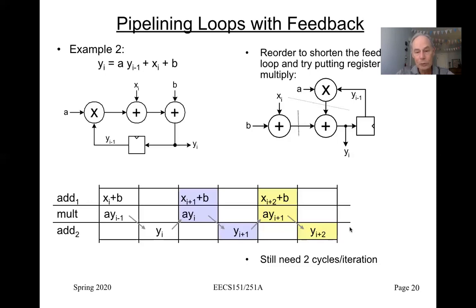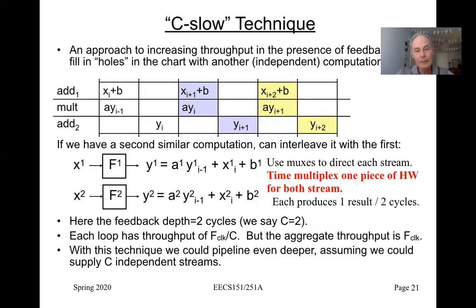So what could we do with this one? Well, there's a technique called C-slow, and you'll see why we call it that in a minute. This is an approach to increasing the throughput in the presence of feedback. What we can do is fill in the holes in this computation schedule, or in this chart, with another independent computation.